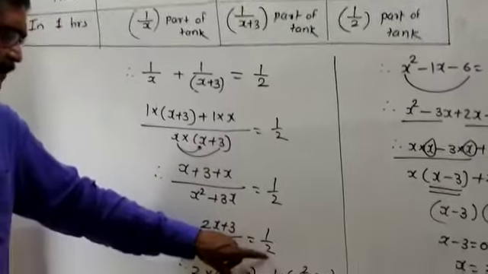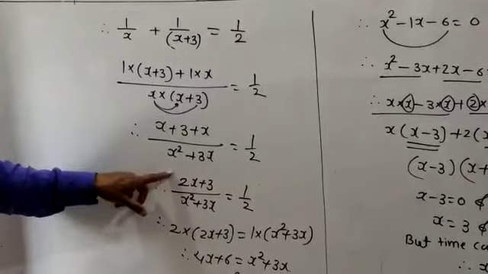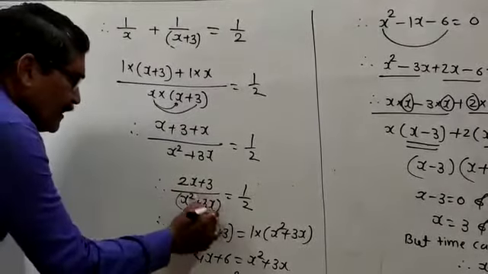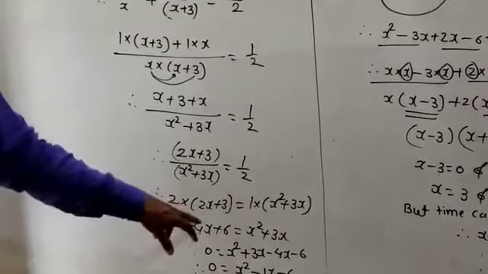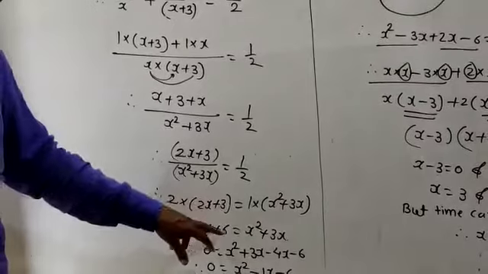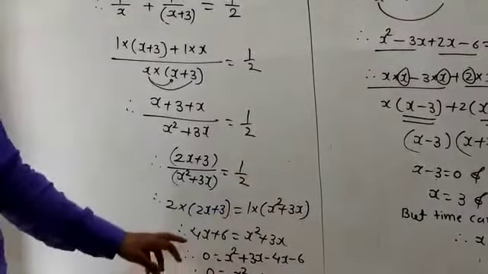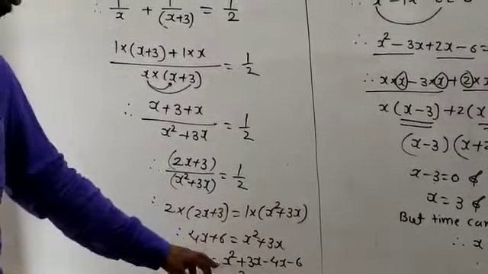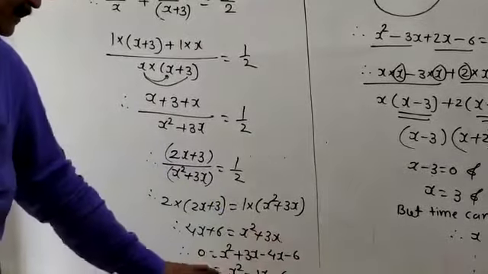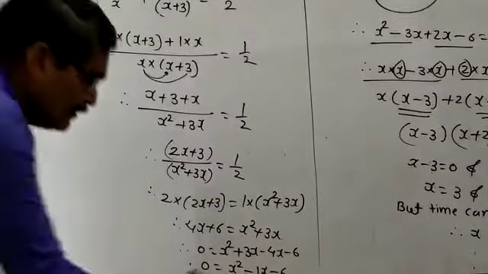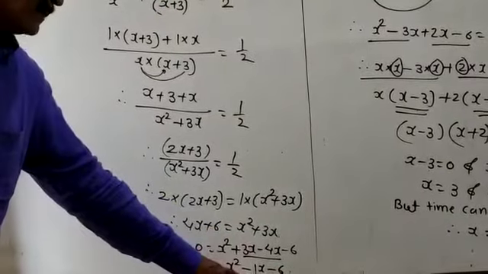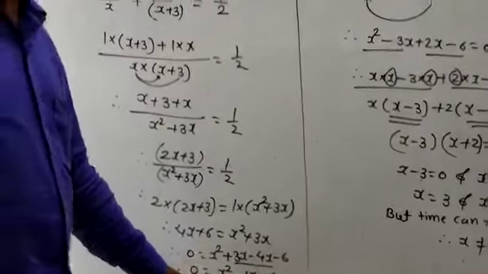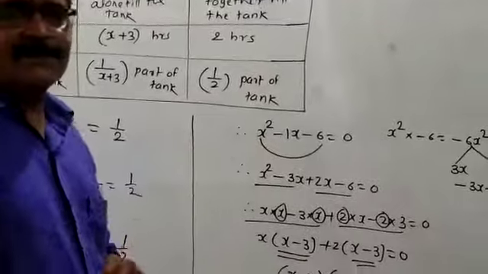Transpose, shift the denominator. 2 will multiply with this 2x plus 3 and x square plus 3x will multiply with this 1. After multiplying with 2, 2 2s are 4x plus 2 3s are 6 is equal to x square plus 3x. Transpose this 4x plus 6 to that side, that becomes minus 4x minus 6. And after doing this addition, 3x minus 4x is equal to minus 1x. Then our quadratic equation becomes x square minus x minus 6.